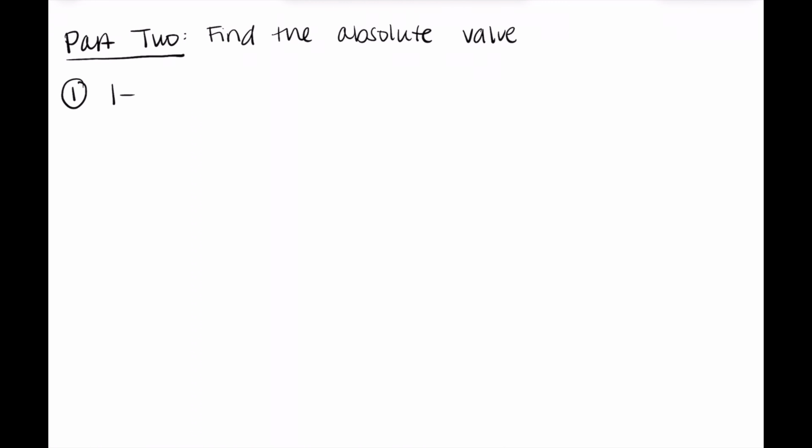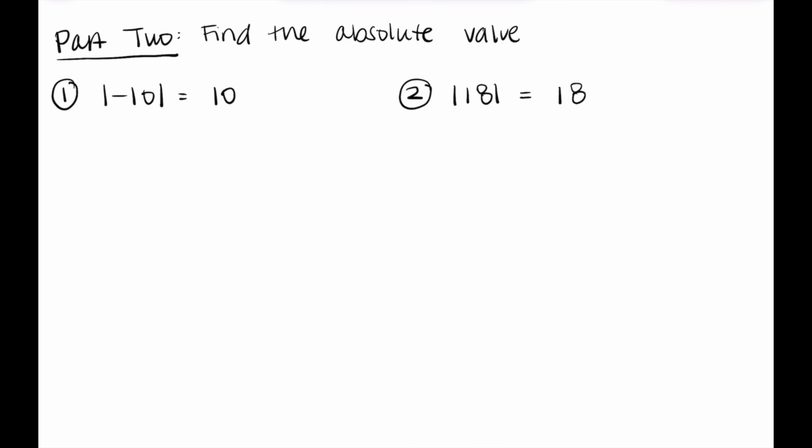So for number 1, we have the absolute value of -10, and we know that that would just be 10, right? Because -10 is 10 units away from 0. Now for number 2, we have the absolute value of 18, and we know that 18 would just be 18 units away from 0. So the answer to number 2 would just be 18.